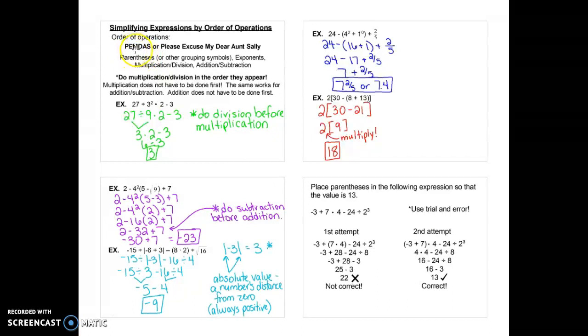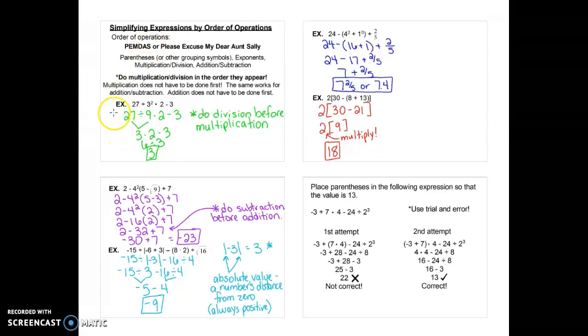Then you're going to go through multiplication and division. These happen at the same exact time, but you want to do them in the order that they appear. So from left to right, you take care of any multiplication or division. The multiplication does not have to come first. You could do division first, depending on how it appears. Same thing goes for addition and subtraction. You want to complete those in left to right order. So if subtraction happens to come first, then you're going to do the subtraction first.